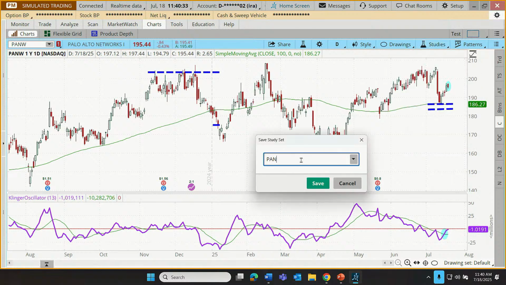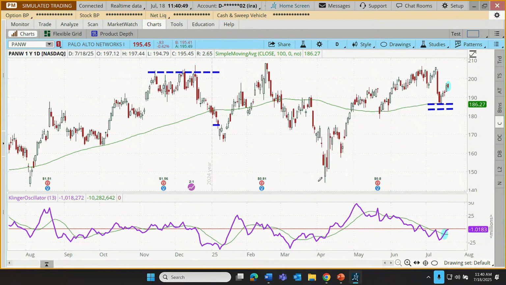Let's call it PANW. And this is our Klinger oscillator plus the 100 SMA. That's our system. Save that, and then we can retrieve that study set, our two indicators, anytime we want, even if we've taken them off of our chart. But let's go place our trade. Oh, one other thing I wanted to do.